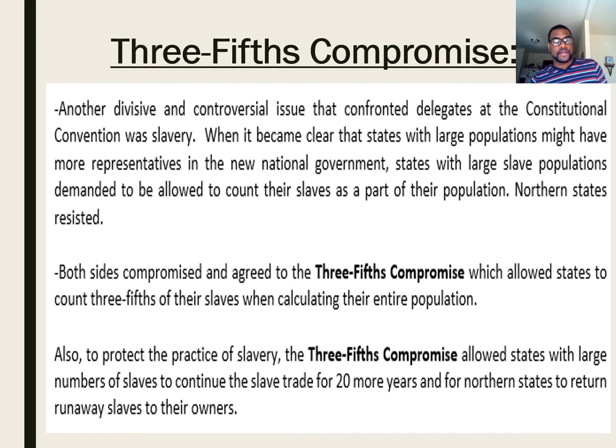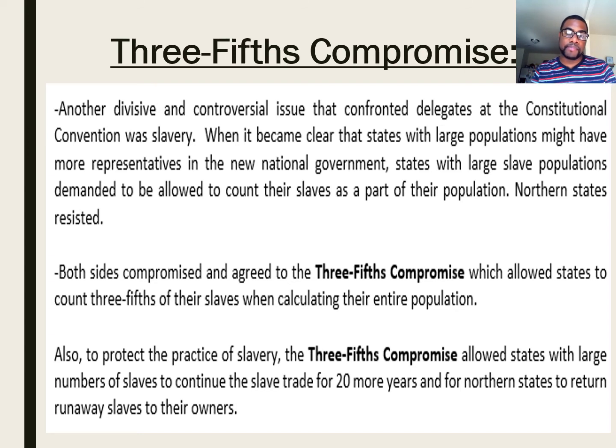Three-fifths Compromise. Another divisive and controversial issue that confronted delegates at the Constitutional Convention was slavery. When it became clear that the states with large populations might have more representation in the new government, states with larger slave populations demanded to be allowed to count their slaves as part of their population. Northern states resisted. Both sides compromised and agreed to the three-fifths compromise, which allowed states to count three-fifths of their slaves when calculating the entire population.